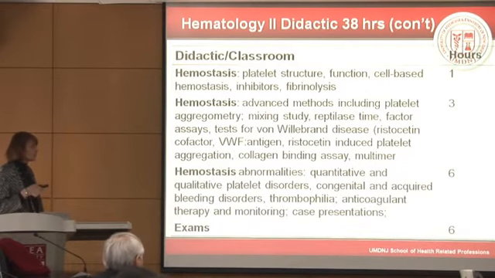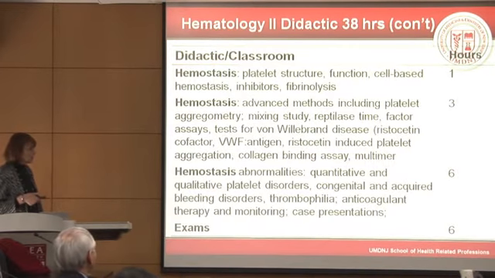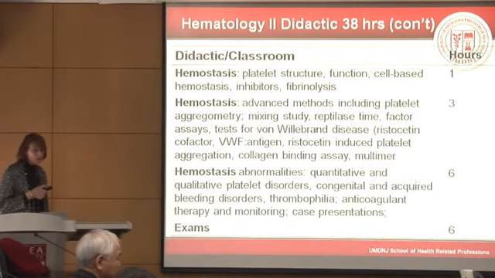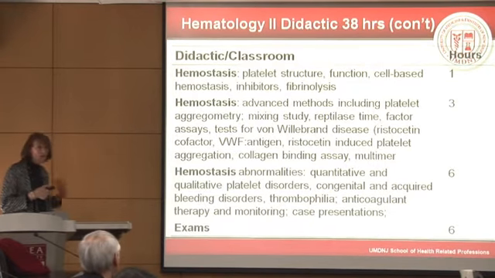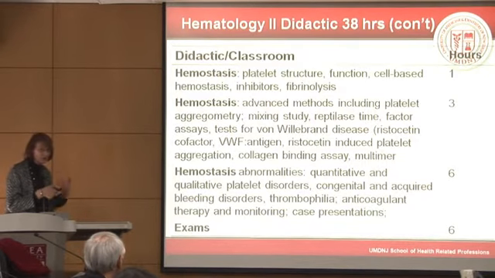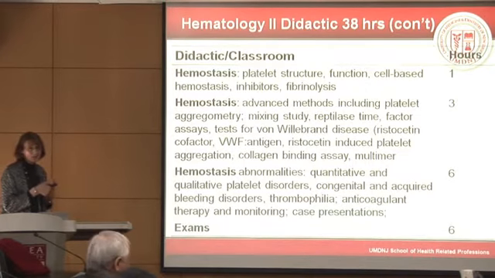Then we go through all of these procedures in hemostasis, and that takes about 3 hours. We spend 6 hours on hemostasis abnormalities and 6 hours on exams. So this is very difficult. These methods here in hemostasis are very difficult to explain. They're very confusing. They're confusing to practitioners. They're confusing to physicians. So our graduates need to understand these thoroughly because they may have to explain it in the United States to physicians because this is not included in medical education, especially in hemostasis.